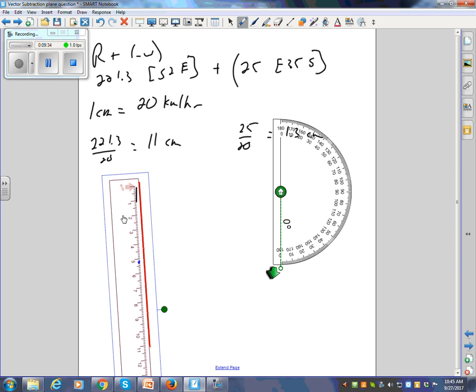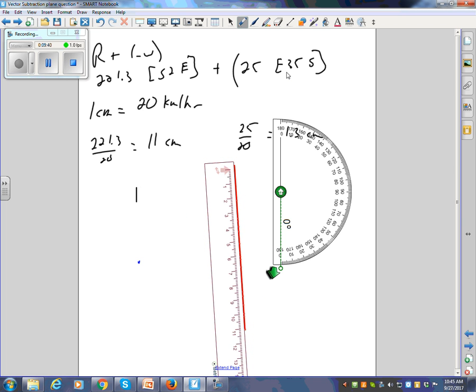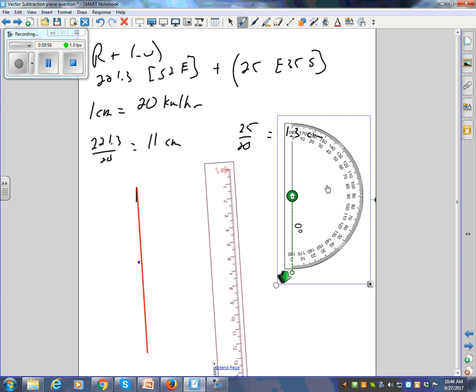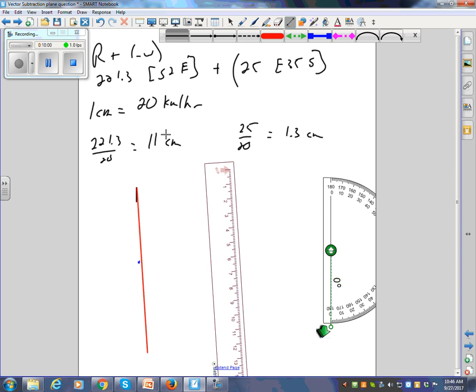Okay, that didn't work out so good. Okay, I'm off by a little bit. It's hard for me to do it here. And then I'm going to go 1.3 centimeters at east 25 south. So I got to do a reference line from there. East, and I'm going to go 25 south.